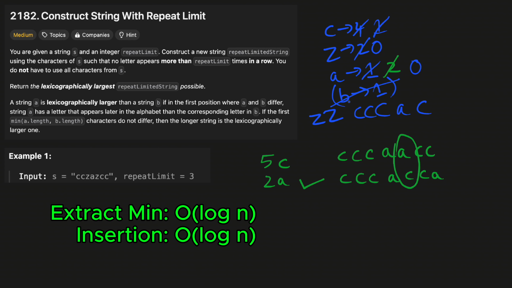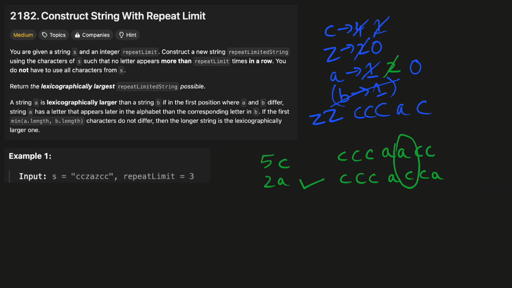So with the frequency map in hand, we can build a max heap where we will store all the characters that are present in the input string, that is the characters for which frequency is not 0. And then we can pull out the lexicographically largest character from the max heap, append the character to the result string such that it doesn't exceed the repeat limit, and if it does, break the sequence by appending the next lexicographically largest available character. And whenever we append the character, we also reduce the count of it in the frequency map. And continue this process until all the characters are processed.